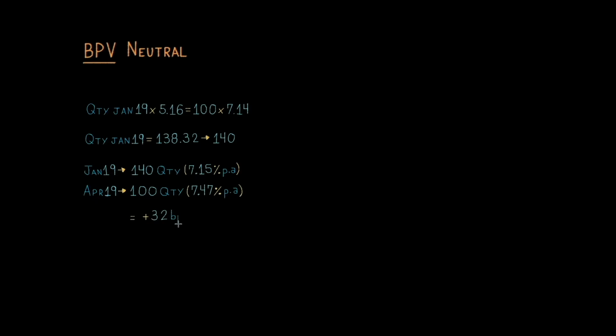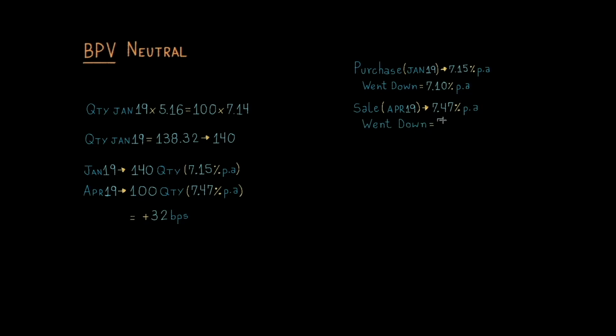is expected to decrease. Assuming for now that the points difference went down to 25, we will have the following data. Purchase of January 2019 contracts whose rate was 7.15% PA went down to 7.10% PA, and sale of April 2019 contracts at 7.47% PA went down to 7.35% PA. Both occurred on the same day.